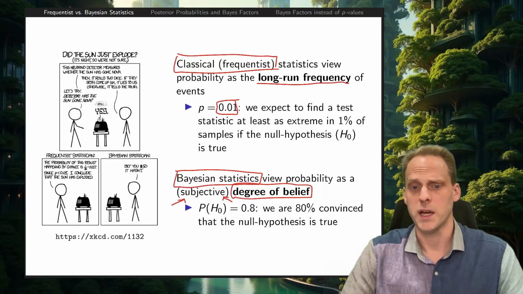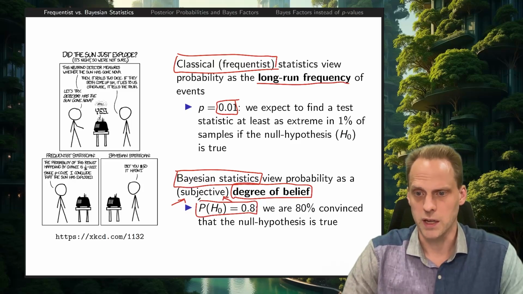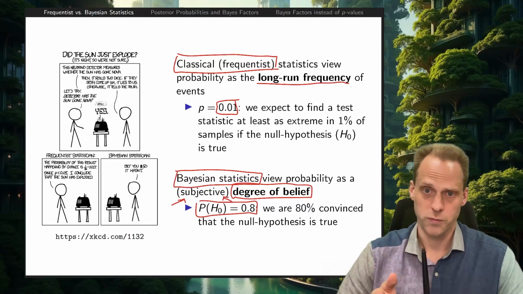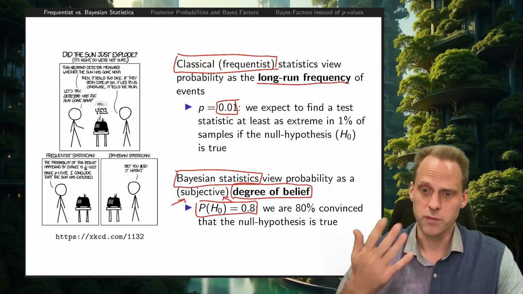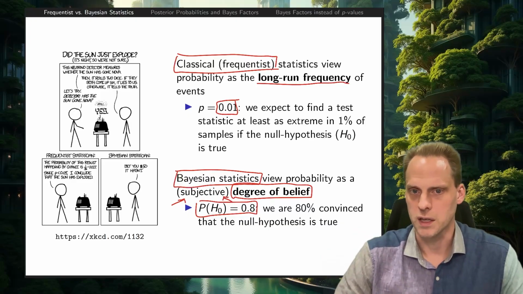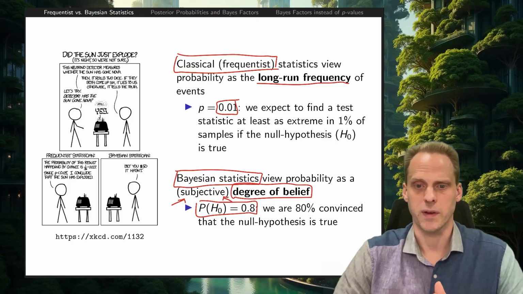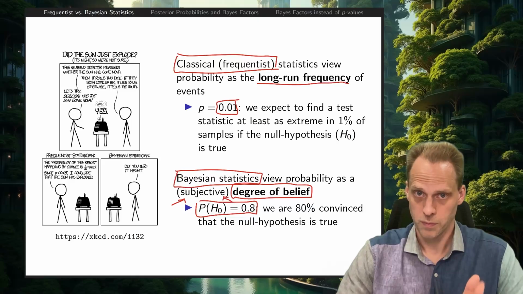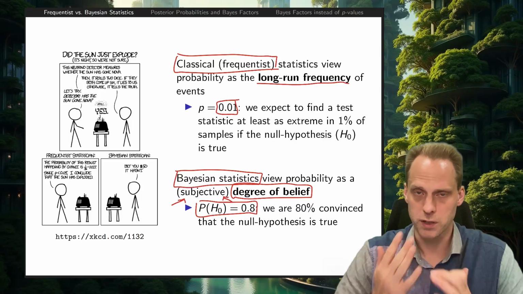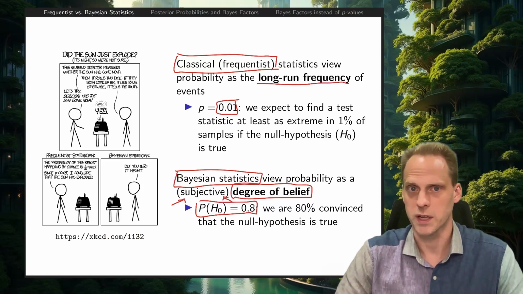So when a Bayesian says, "The probability that the null hypothesis is true equals 0.80," it means they're 80% convinced that the null hypothesis is true. It means they don't know whether the null hypothesis is true or not, but they believe with 80% certainty that it is. That's the idea. Now, it's subjective because someone else might have a different degree of belief, and the same data might lead to a different degree of belief in me compared to you. This also depends on what you believed before you saw the data.